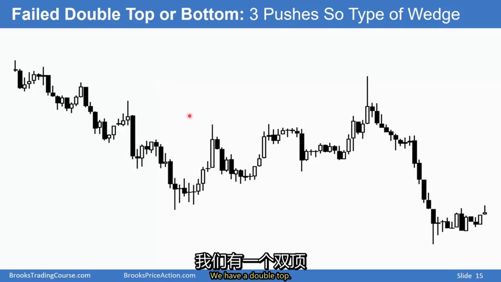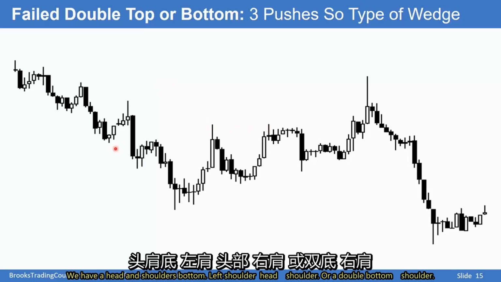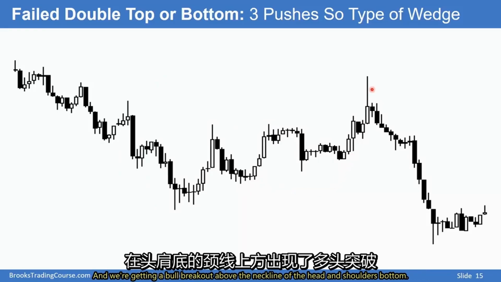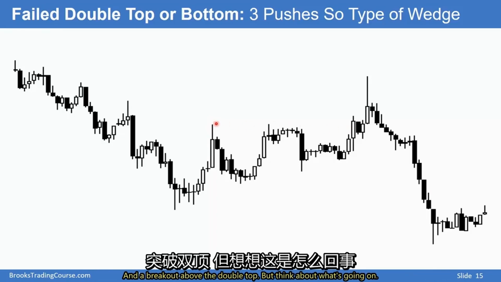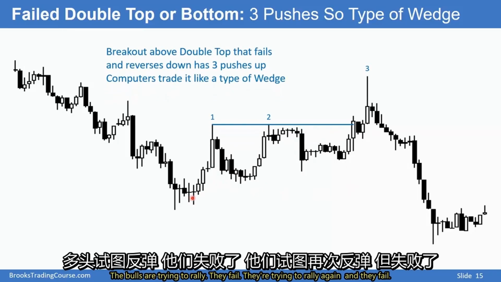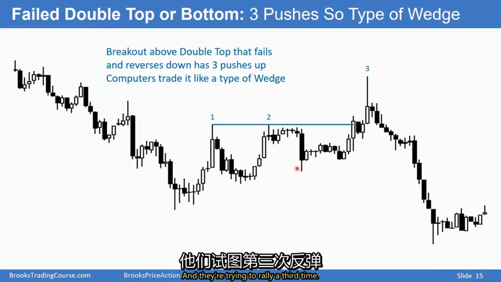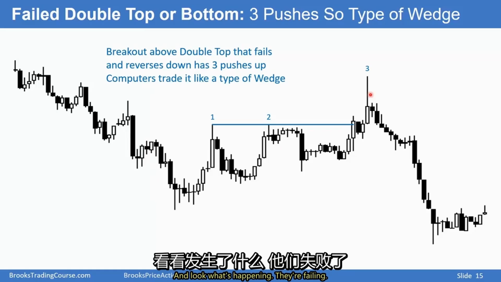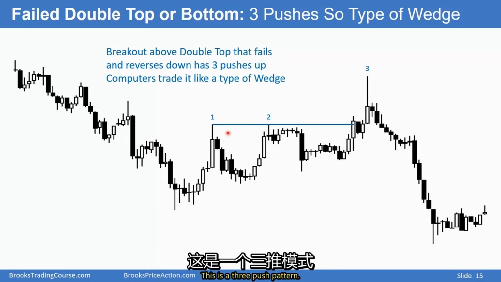Take a look at this. We have a double top. We have a head and shoulders bottom, left shoulder, head, right shoulder, or a double bottom, right shoulder. And we're getting a bull breakout above the neckline of the head and shoulders bottom, and a breakout above the double top. But think about what's going on. The bulls are trying to rally. They fail. They're trying to rally again, and they fail. And they're trying to rally a third time, and look what's happening. They're failing. This is a three-push pattern.